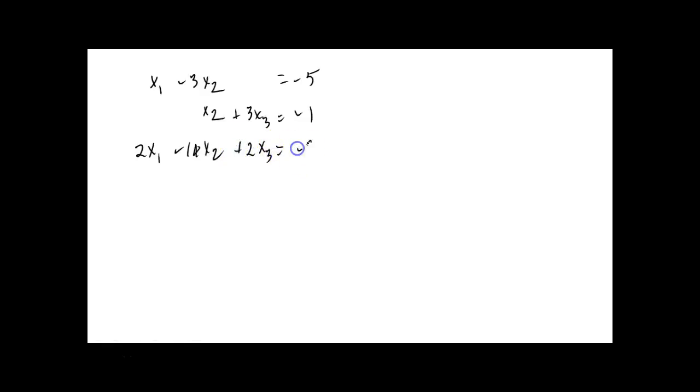Here's your system. x1 minus 3x2 is equal to negative 5. x2 plus 3x3 is equal to negative 1. 2x1 minus 10x2 plus 2x3 is equal to negative 20.